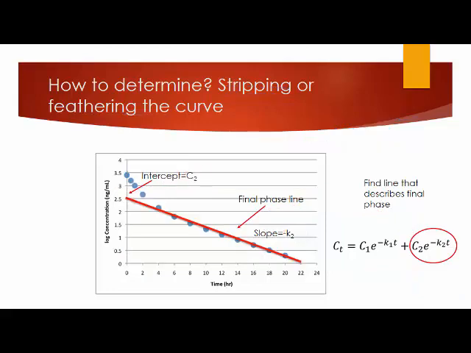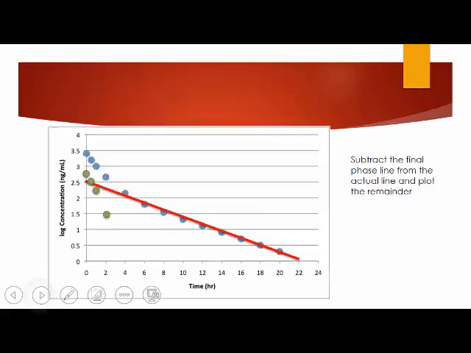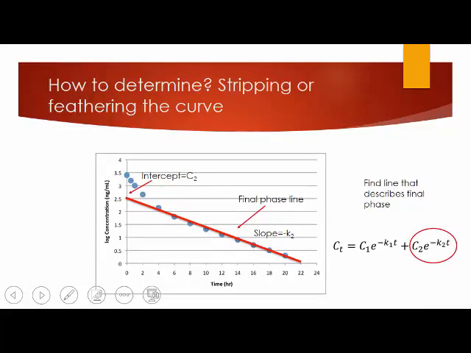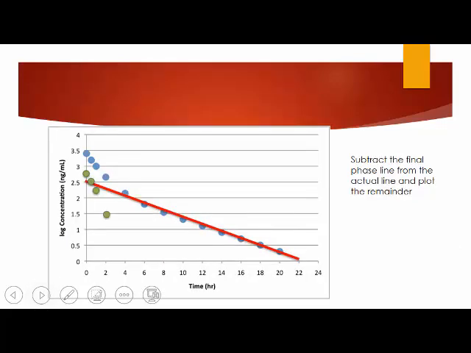Now we still have more of this line we have to describe, right? Because sure, we've got this whole part, but then we've got to figure out what to do with this whole section that we haven't described yet. So the way we do that is that we actually subtract the final phase line from the actual line.